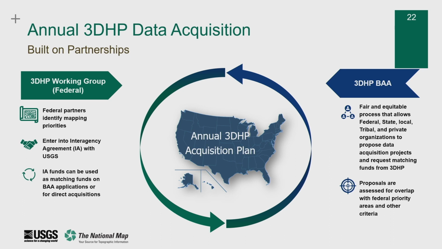So the other part of it is the data acquisition. I think a lot of people are familiar with the 3DEP BAA, which is the broad agency agreements that we have with states and other federal agencies. So we're going to be working towards getting the 3DHP BAA as well, to provide up to 50% of the cost of projects. So we're going to be looking for partners to help with that.